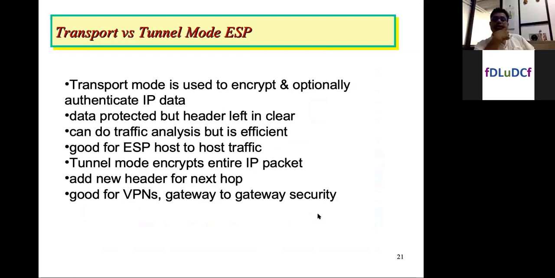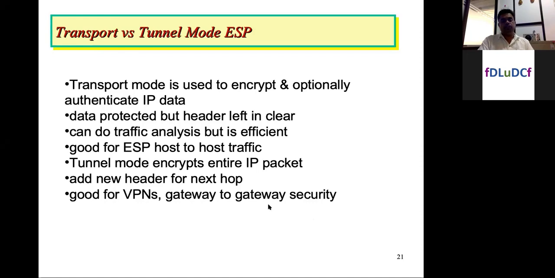Right. So as you may have understood, there are two modes, transport mode and tunnel mode, and there are two headers, authentication header and encapsulation security payload. So you should understand, if you use tunnel mode, it does not only protect the data, it protects the entire IP packet as well, both things.